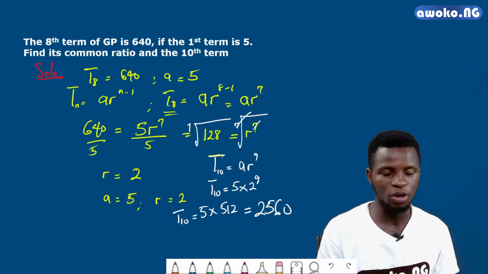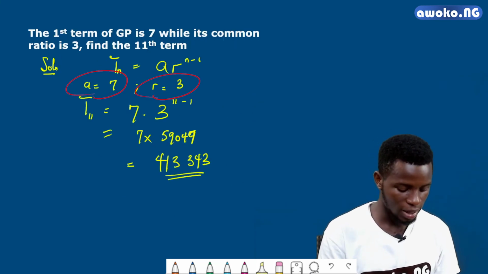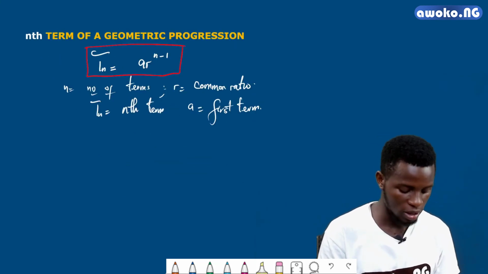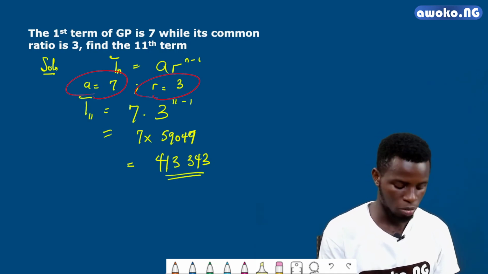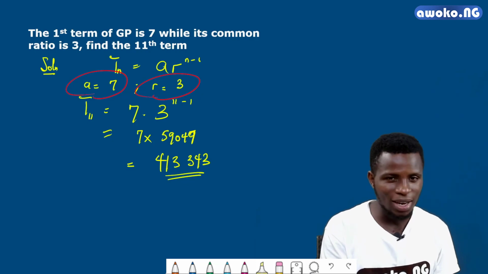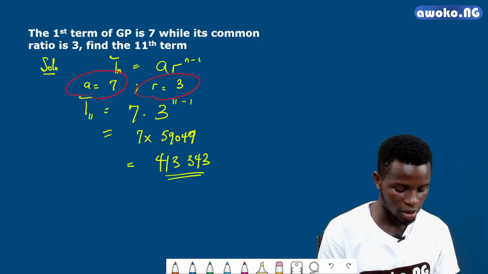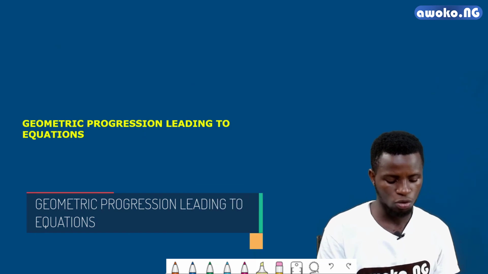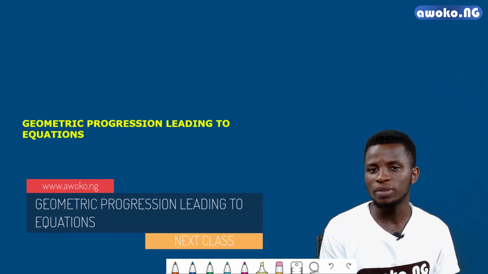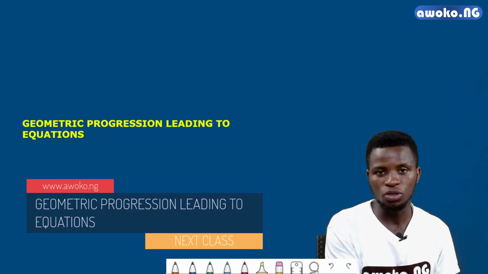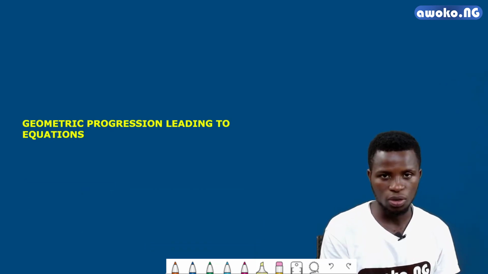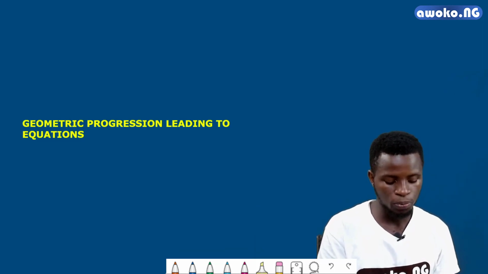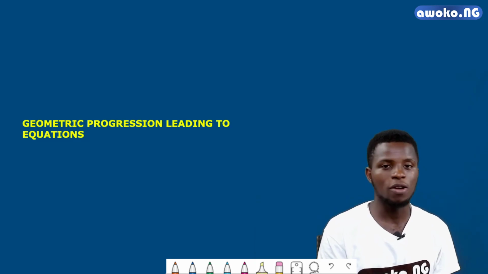So this is the end of the class on the nth term of a geometric progression. We've seen the illustrations or applications of the nth term of a geometric progression. In the next class, we are going to consider geometric progressions leading to linear equations. Remember that while talking about arithmetic progression, we saw that arithmetic progression problems can also lead us to equations, right? So geometric progression can as well lead us to equations, and that will be our focus for the next class.